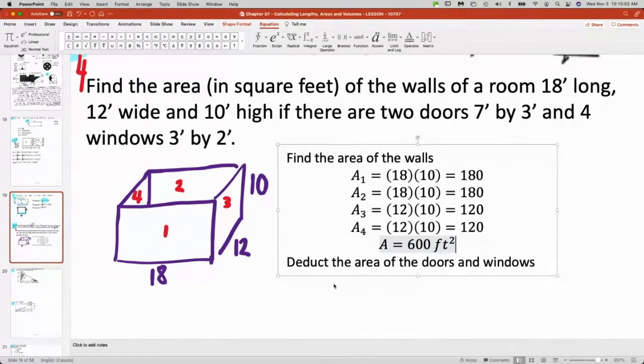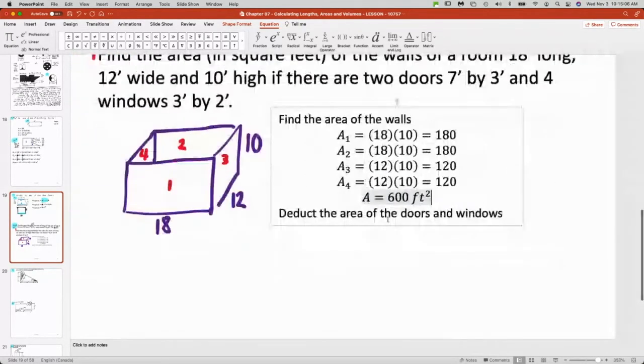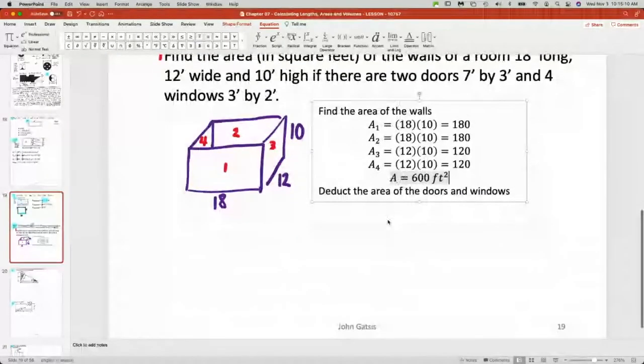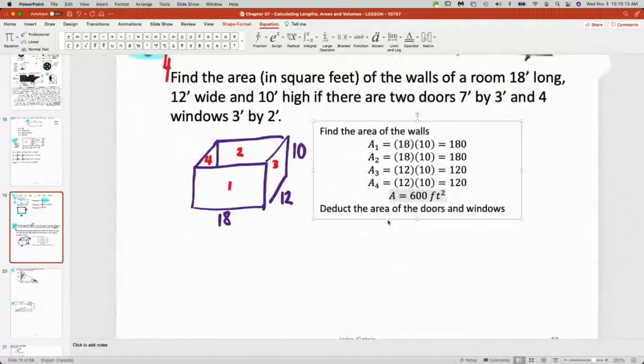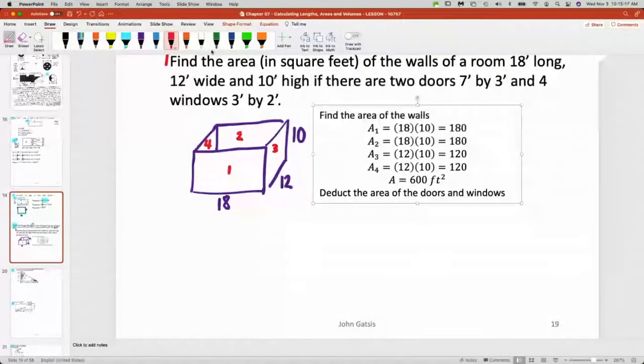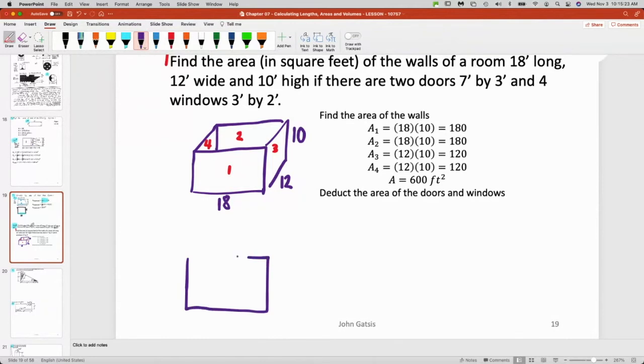So I have a comment about that because this is too much work. I'll show you how you find the area of the walls of a room, especially if you're looking at a blueprint. So this is how you find the area of the walls of a room, okay? When you look at this room from above, what do you have? You have a rectangle, and that rectangle is 18 by 10. That's 12, sorry, 18 by 12.